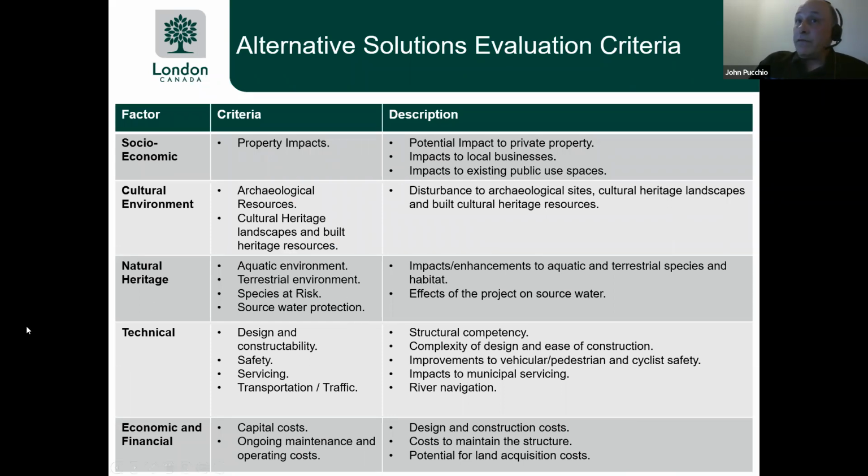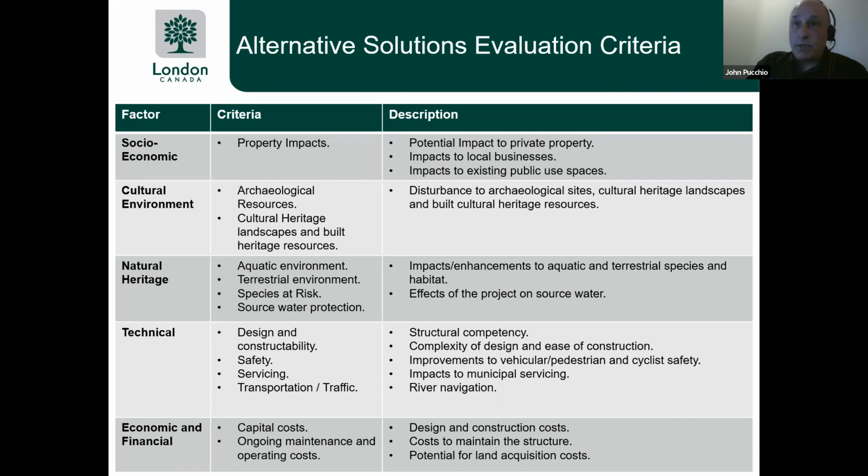So we have 5 key factors that we use in evaluating the alternatives, namely socioeconomic, cultural environment, natural heritage, technical, and economic and financial. When we are reviewing socioeconomic factors, we are looking primarily at property impacts. For example, there may be potential impacts to private property, there may be impacts to local businesses, and just general impacts to existing public use spaces. When we review cultural environment factors, we're looking for impacts and disturbance to archaeological resources, as well as cultural heritage landscapes and built heritage resources. When we review natural heritage aspects, we are considering impacts and enhancements to aquatic environment, to terrestrial environment, and species at risk. We are also reviewing impacts of the project on source water, if any.